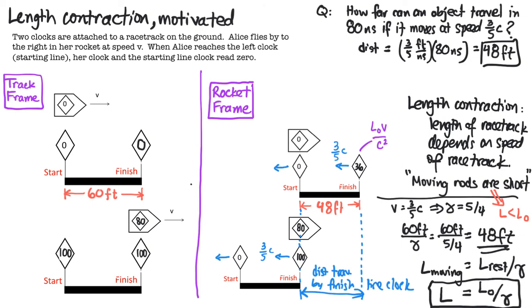Okay, so we're going to wrap up at this point for now. In the next video, we will revisit length contraction in a more symbolic way. In other words, not using numbers like 60 and 48, but rather deriving this length contraction equation using L naught and gamma.